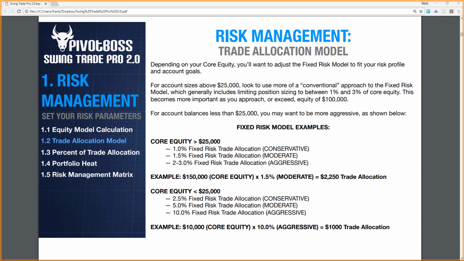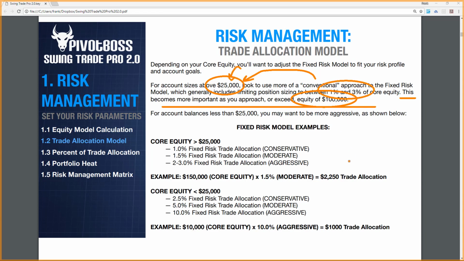Alright, so if we go down here, what you'll see now, depending on your core equity, you'll want to adjust the fixed risk model to fit your risk profile and account goals. For account sizes above 25K, look to use more of a conventional approach to the fixed risk model, which generally includes limiting position size to between 1 and 3% of core equity. That is the more conventional approach for account sizes above 25K. Now, this becomes more important as you approach or exceed equity of 100K. So if you have accounts that are 6 figures, then you certainly want to really stick to this approach.